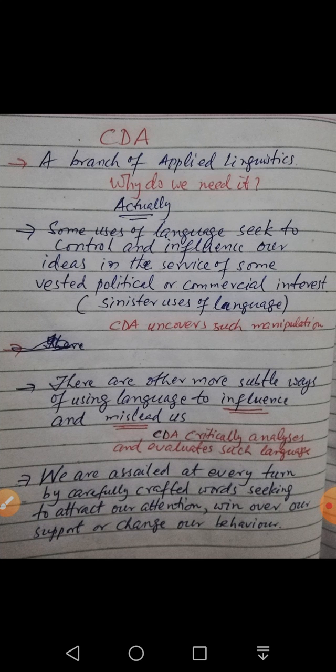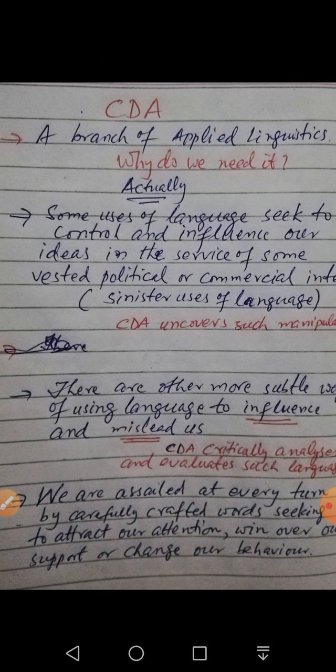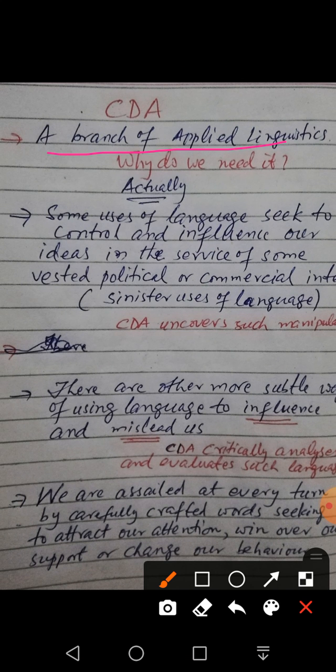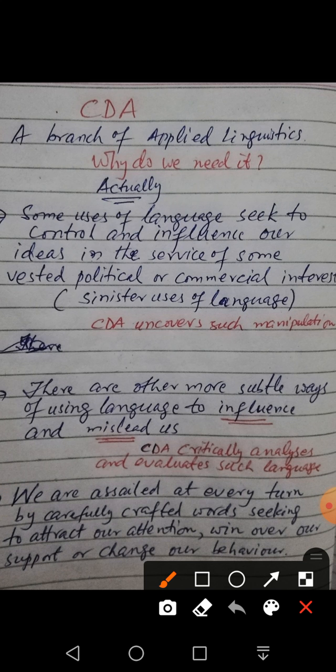Now, a very important authority on this field, CDA, critical discourse analysis, is Norman Fairclough, and he has extensively written on this important topic. Anyhow, now what is CDA? As I just mentioned, it is a branch of applied linguistics. So why do we need it, and what is the role it plays? Actually, there are some uses of language which seek to control and influence our ideas in the service of some vested political or commercial interest. Later on, I'm going to explain what the commercial interests or political interests are in which language is used by some vested groups.